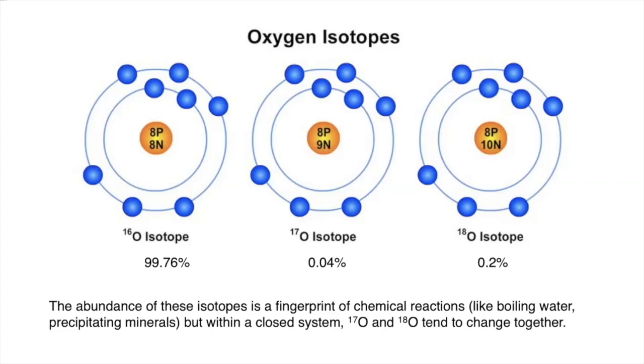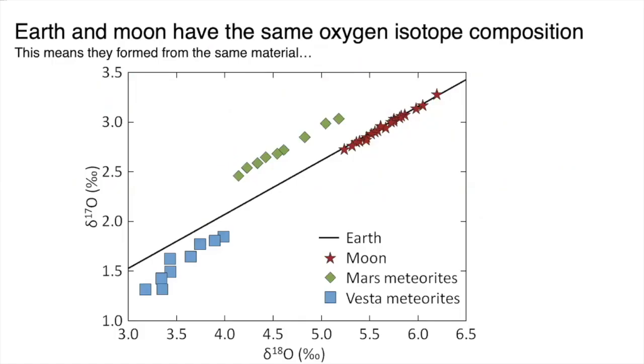So there should be some correlation, a line essentially, between the isotopic difference in oxygen-18 and oxygen-17 when different reactions influence their abundance. So here is a figure of oxygen isotopes in the moon in these red stars. These green diamonds show oxygen isotopes in meteorites derived from Mars, and these blue squares show oxygen isotopes in meteorites derived from Vesta, which is in the asteroid belt. The oxygen isotope abundance of Earth is really well known, so it's just shown in this as this black line. So the x-axis and the y-axis represent the relative amount of oxygen-18 or 17 normalized to oxygen-16.